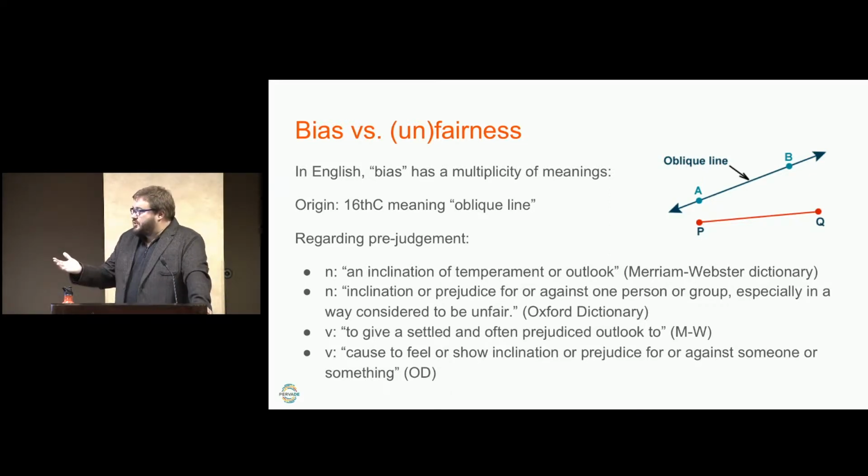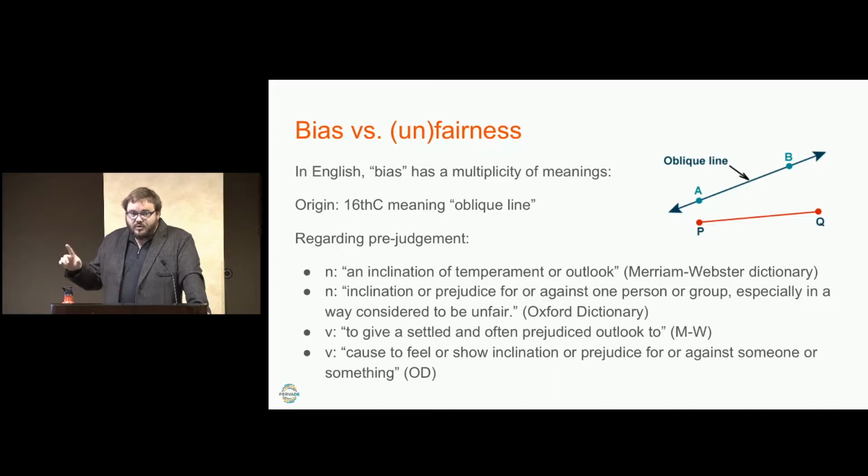Now, in standard usage today, it usually means some kind of prejudgment, right? It's an inclination of temperament. It's an inclination or prejudice against one group or person. It means to give a settled or prejudiced outlook, or to cause or to show inclination or prejudice against someone or something. Those are pretty familiar meanings, right? And I think these are common usages.